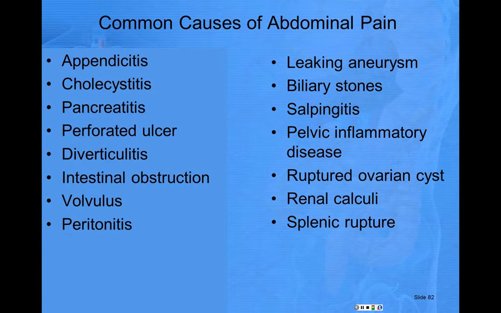Common causes of abdominal pain include appendicitis, cholecystitis or gallbladder problems, pancreatitis, a perforated ulcer, diverticulitis, intestinal obstruction, volvulus, and peritonitis. You can also have salpingitis or ovarian cysts and inflammation or infection in the pelvic area, pelvic inflammatory disease, ruptured ovarian cysts, kidney stones, and splenic rupture.